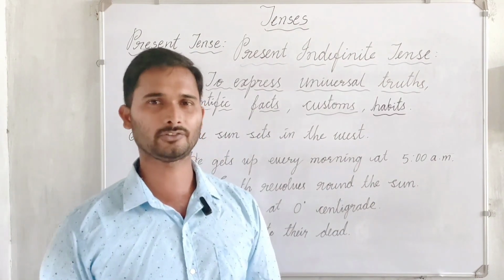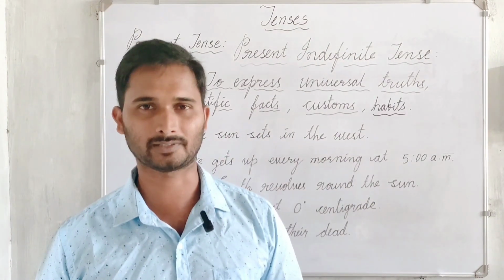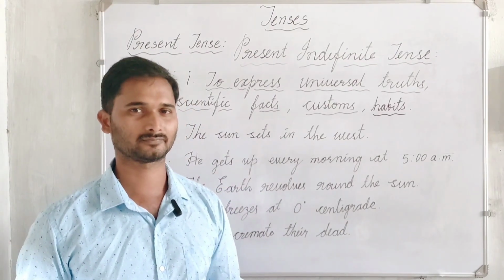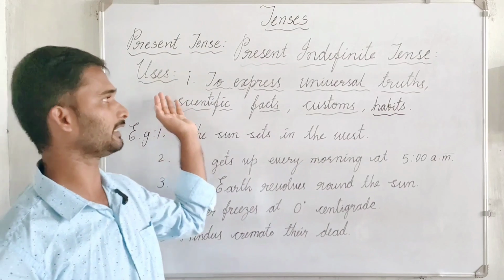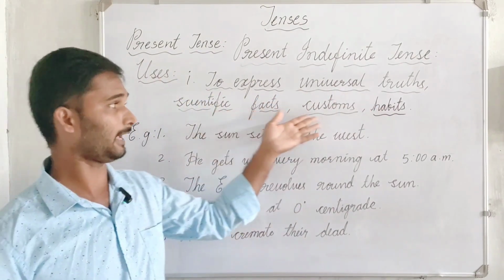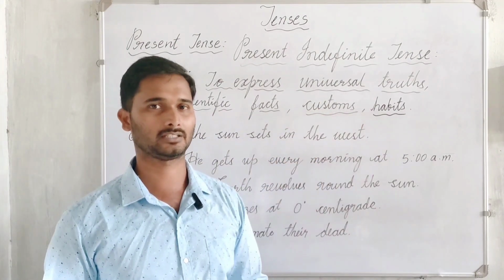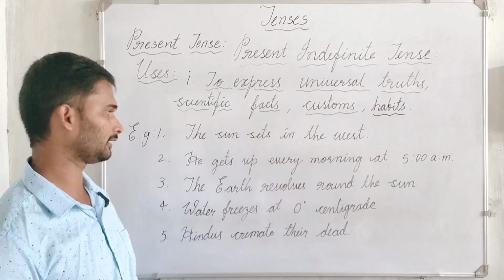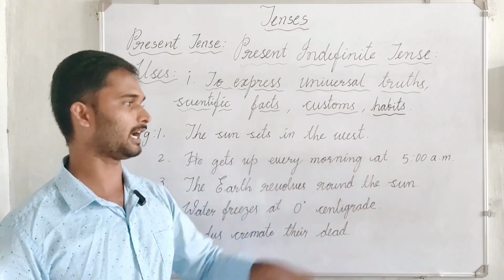In this video, we are going to learn some of the uses of the present indefinite tense step by step with some examples. Here is the first use of present indefinite tense. It expresses universal truths, scientific facts, customs, or habits. Here we have a few examples of these. The sun sets in the west. He gets up every morning at 5 a.m.